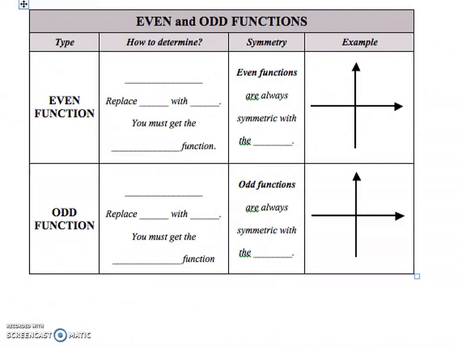The next thing that we're going to talk about quickly is even and odd functions. Even and odd functions have to do with symmetry of the function, and we're going to talk about how you determine it and then also visually what these examples look like. So first of all, if you have an even function, what that means, and I'll explain this more carefully in a minute, is that f of negative x is equal to f of x.